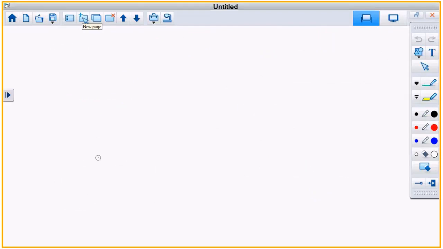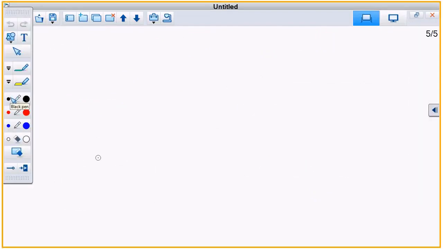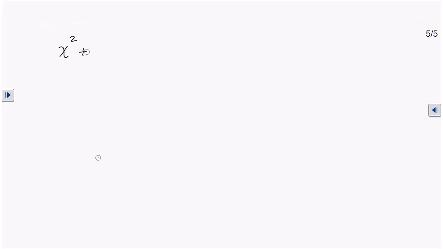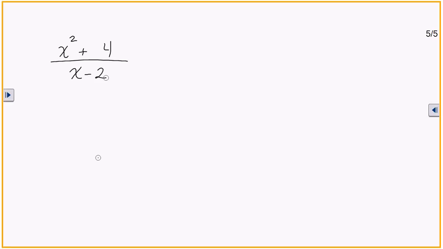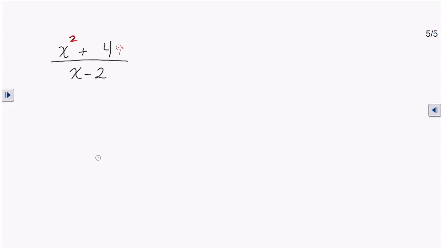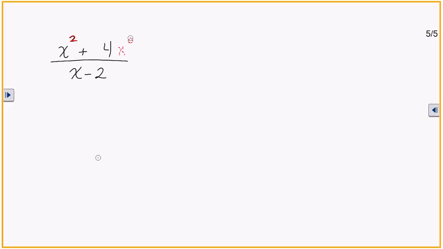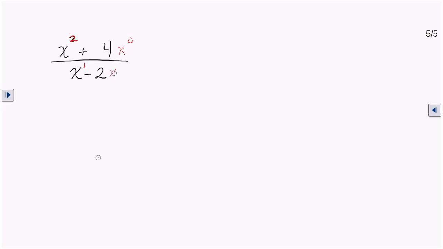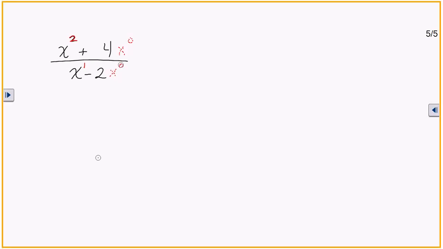So here we go. X squared plus 4 over x minus 2. Now see, this one, the degree of this one is 2, and then this is x to the 0. And then this is 1, and this is x to the 0. Oh, we got a missing term up here. We don't down here. This is fine. We got 1 and 0. That's fine.